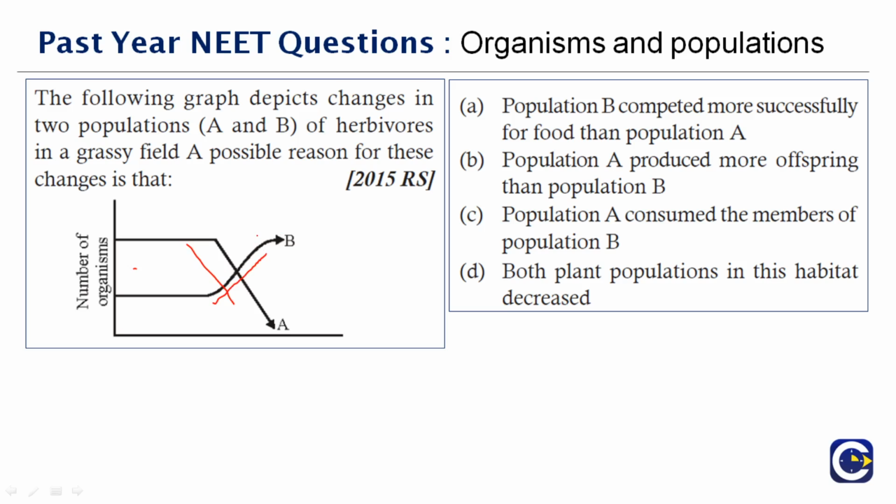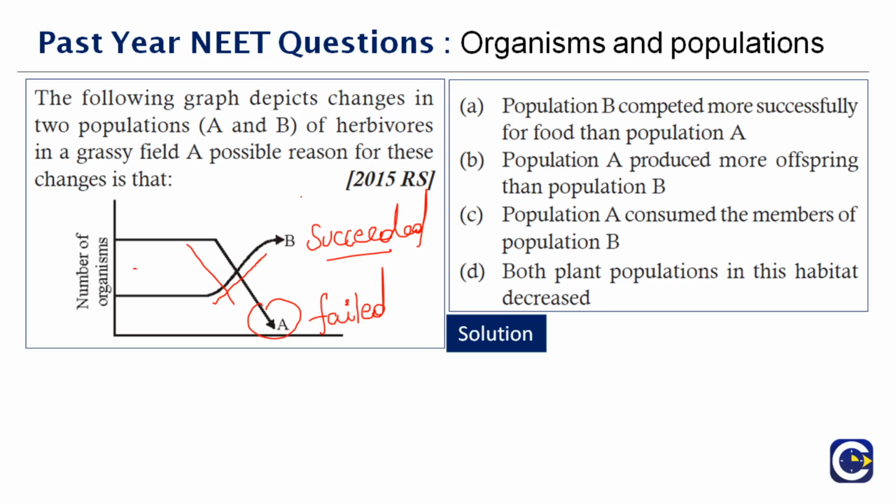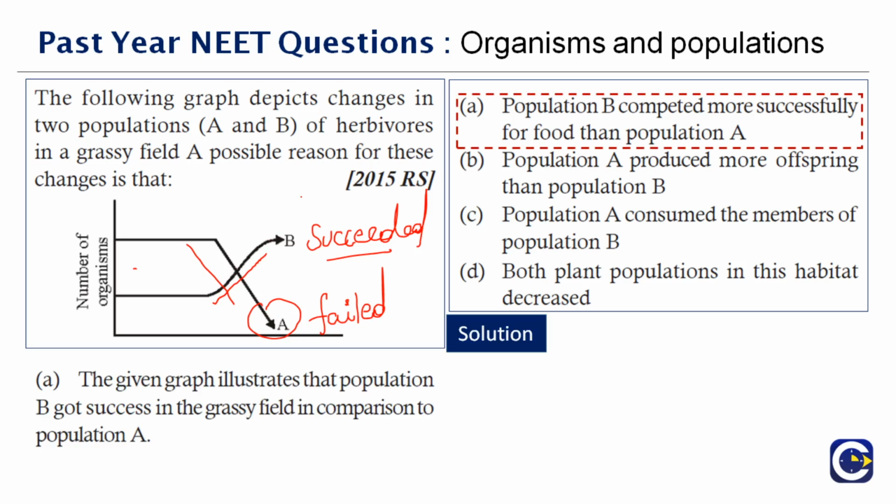So what does it show? The given graph illustrates that population B got success over the grassy field while A has failed. B has succeeded. Now you understand? Because A, the growth of it is down. The graph is plotting down, while for B it is high. Therefore, the right answer is option A. Population B competed more successfully for the food when compared to the population A.